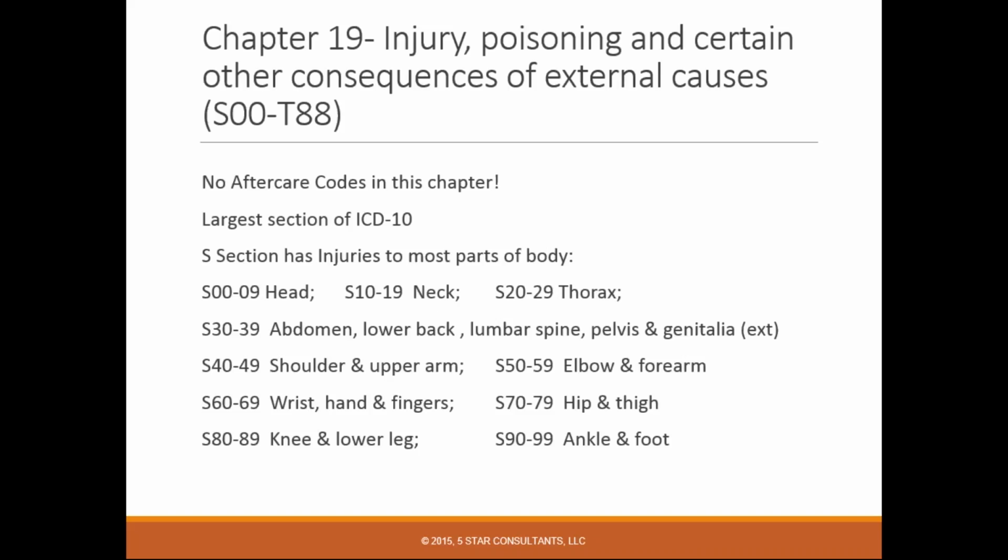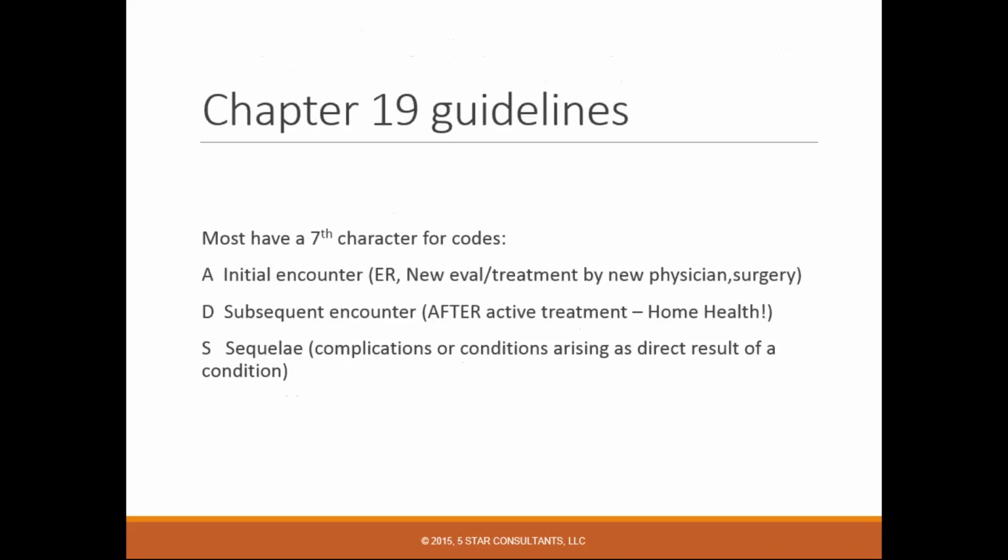Chapter 19 is injury, poisoning, and certain other consequences of external causes. There are no aftercare codes in this chapter. This is a huge, huge chapter and confusing to look up. These 2 are the ones that take me the longest. They took me too long on the test too, and it's a timed test, and these just take a long time to look up. S00 to T88. The S section has injuries to most parts of the body, and you can see them broken out there.